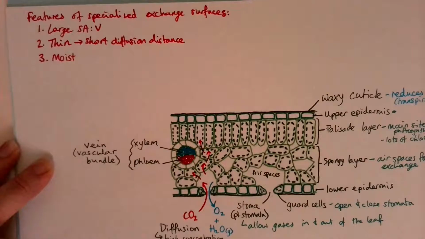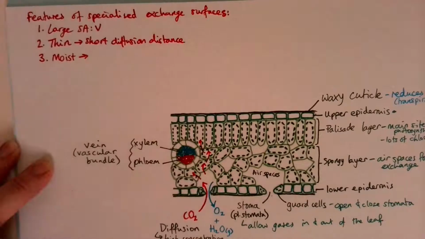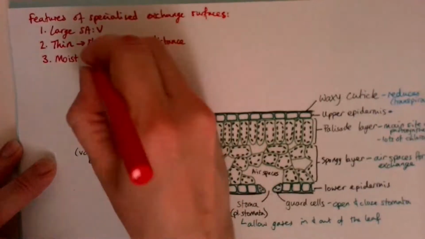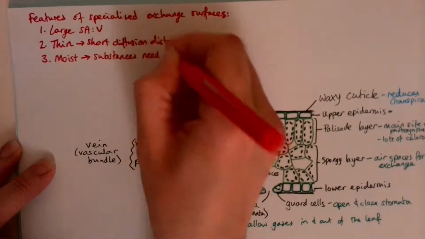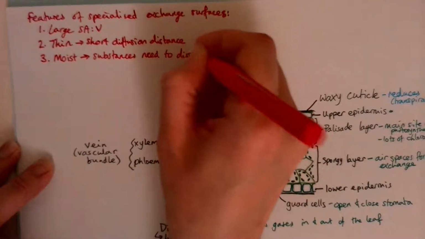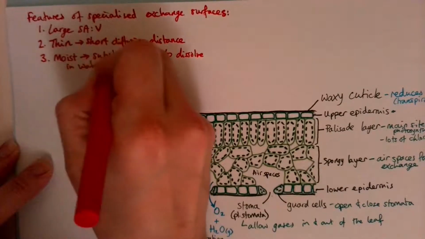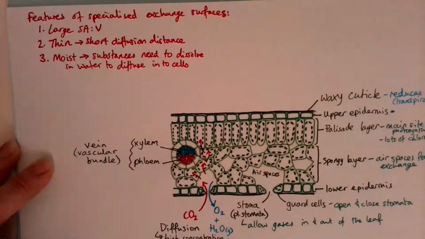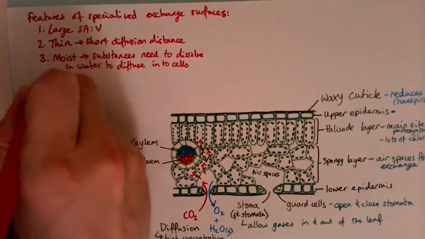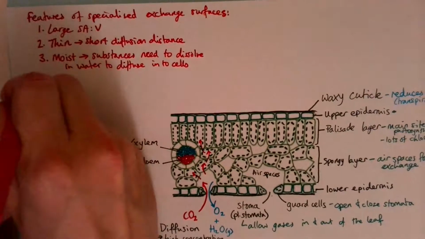So there's got to be some moisture on the surface of those cells, and that's really important because for substances to diffuse into the cells, they need to be dissolved in water. So substances need to dissolve in water to diffuse into cells.